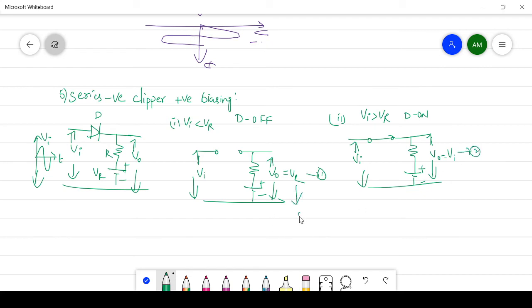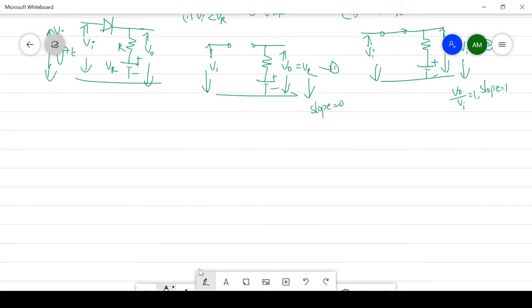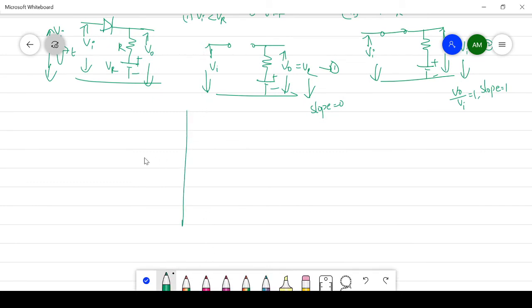From equation 1, the slope is equal to 0. From equation 2, V naught by Vi is equal to 1, so the slope is equal to 1. Okay, so draw the transfer characteristic curve for this circuit.